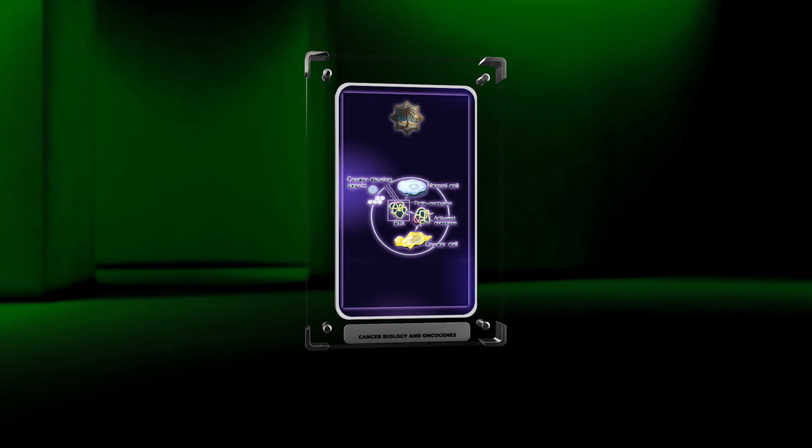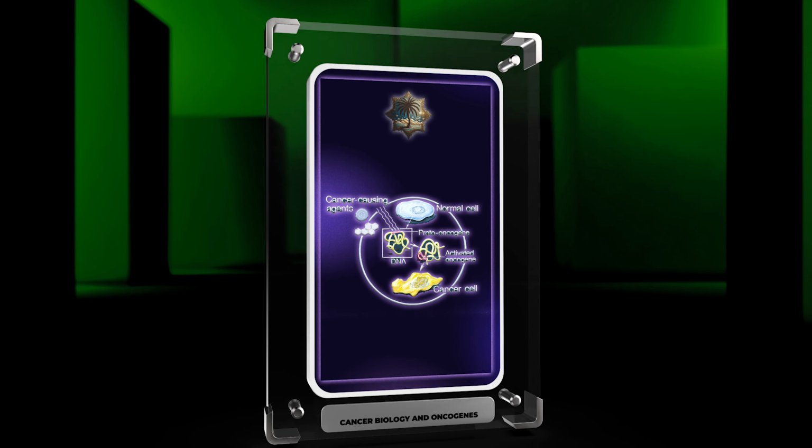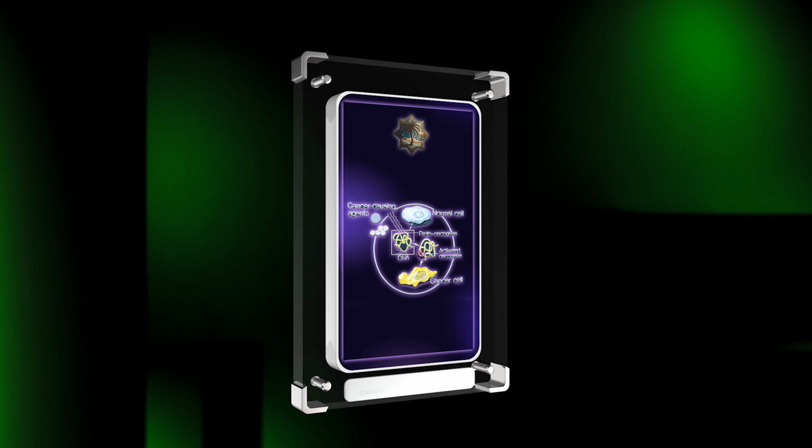Welcome to today's lecture on cancer biology and oncogenes. We will explore how genetic alterations lead to abnormal cell growth and the development of cancer. Topics include cell cycle control, DNA damage, oncogenes, tumor suppressor genes, and therapeutic approaches.